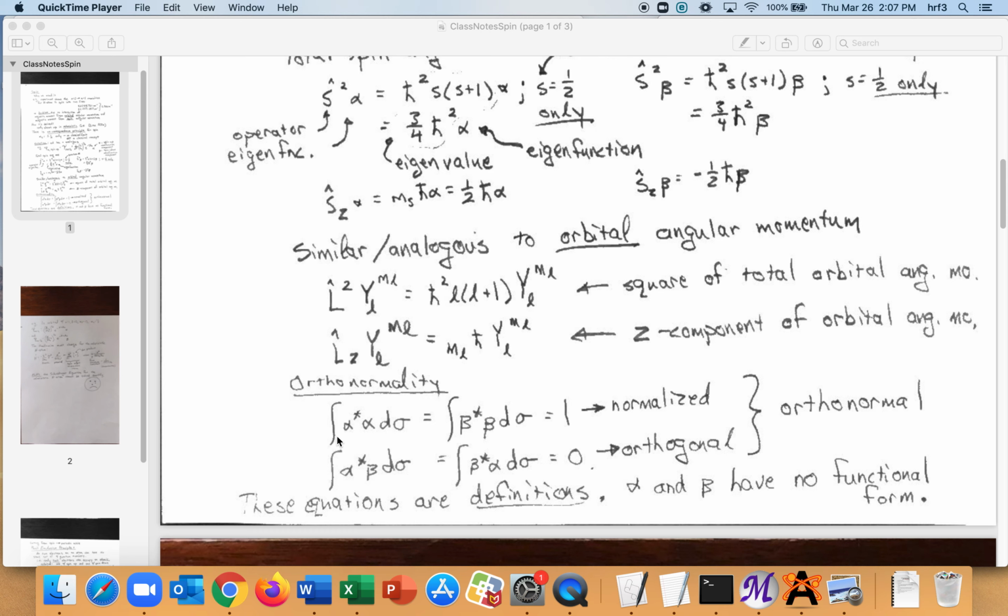They're just really definitions. Same thing with orthonormality. So you could take the integral of alpha star alpha d sigma in spin space, whatever that is. I think that's when you're nauseous or something, you're in spin space. But if you integrate over spin space, alpha star alpha, beta star beta, either one, you get 1. That's normalized. But if you do alpha star beta or beta star alpha, you get 0. And that means it's orthogonal, so those two things taken together, orthonormal. So again, I've said it a few times now, these equations are just definitions. Alpha and beta do not have a functional form.